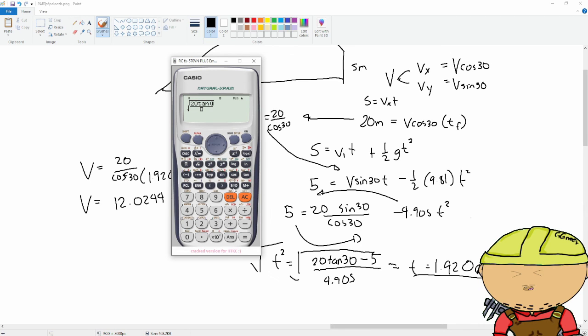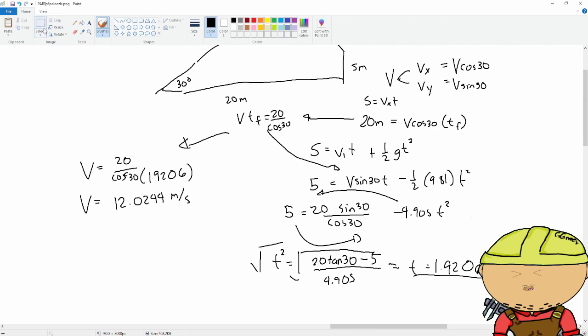Okay, 20 tangent 30 minus 5 divided by 4.905. Oh, we got it all wrong. 1.15532. Okay, always double check your answer.